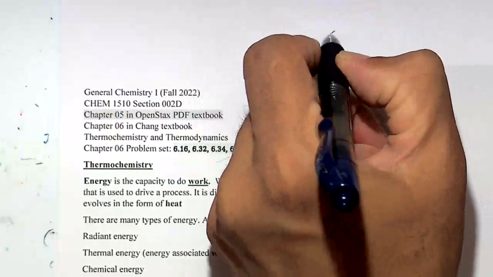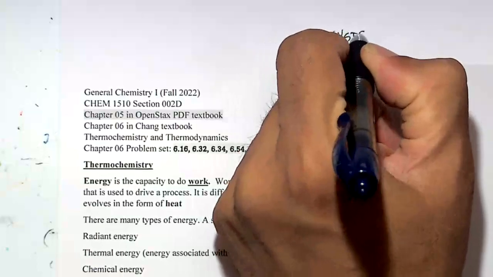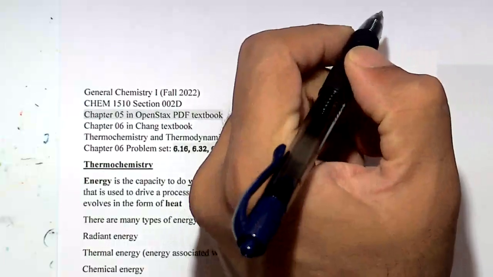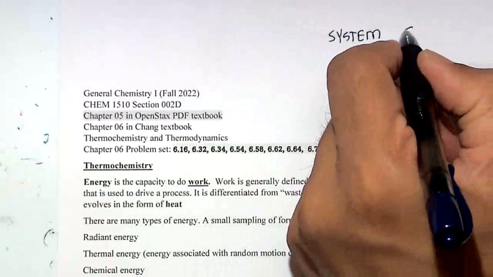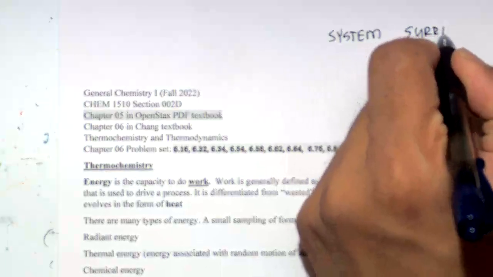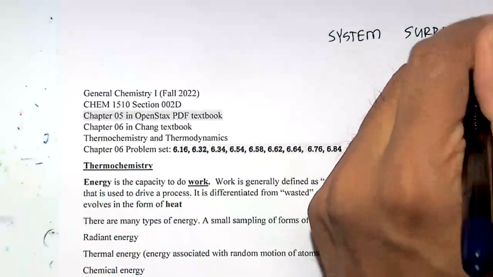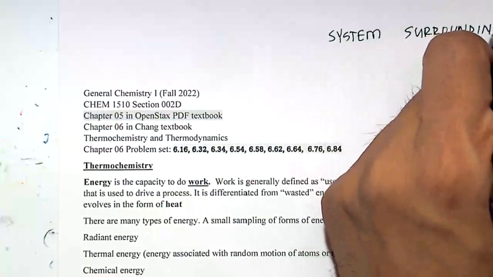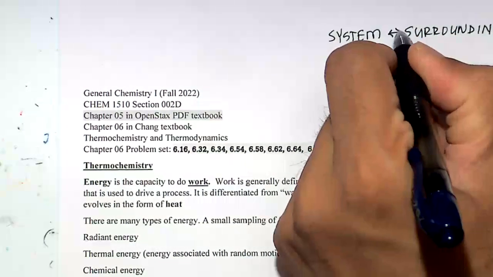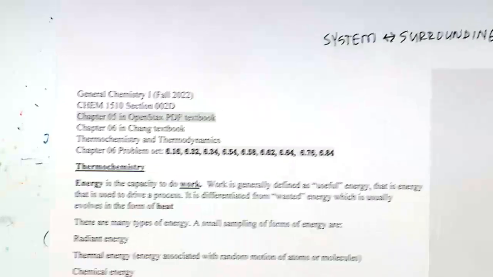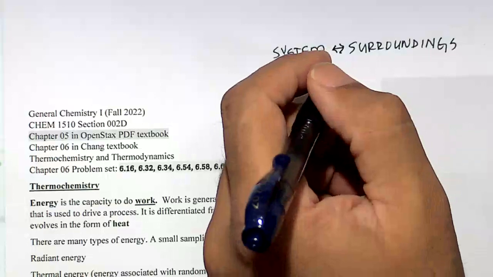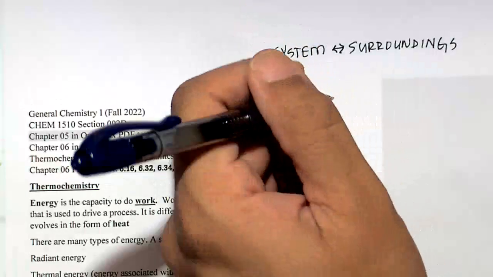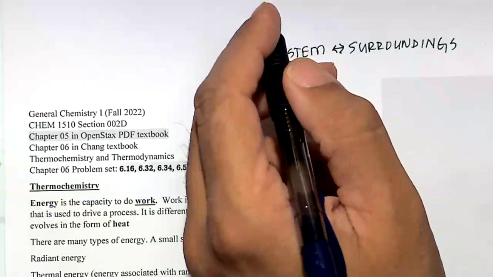We have a chemical reaction. That chemical reaction we'll call the system. Everything around it, we'll call the surroundings. This includes the test tube. This includes the beaker. So we have system and surroundings.